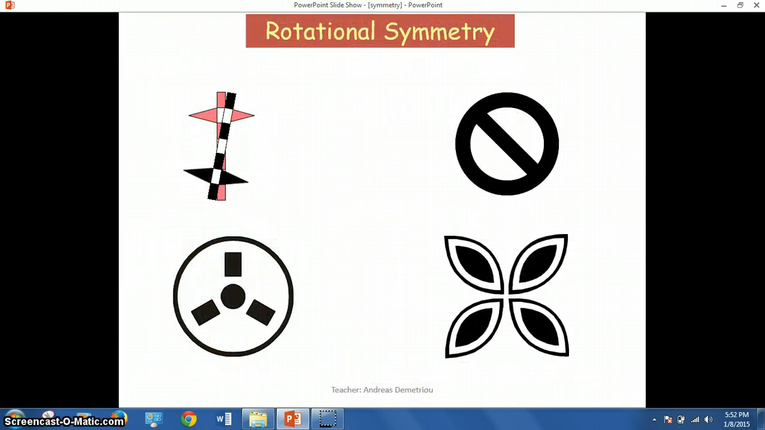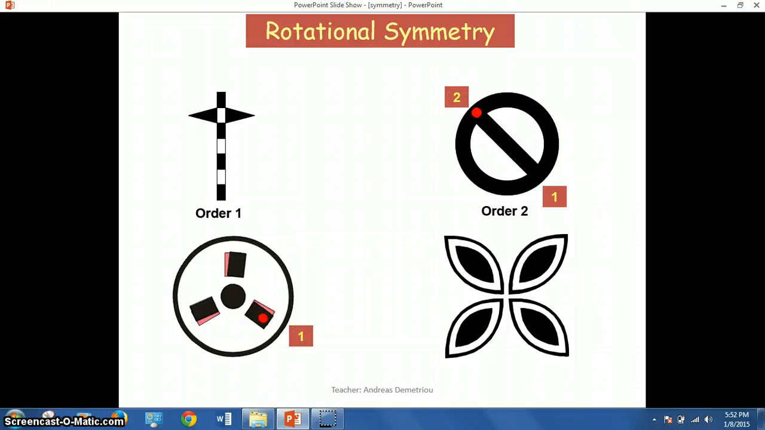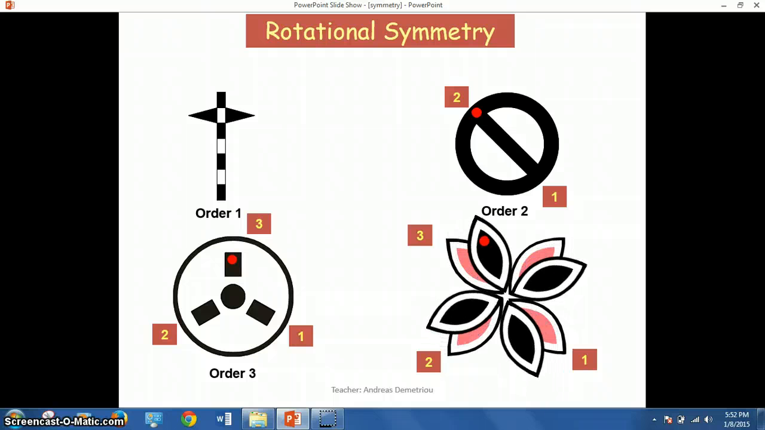The first one has order 1. This one has order 2 because it matches up at 180 degrees and 360. Order 3 and 4.